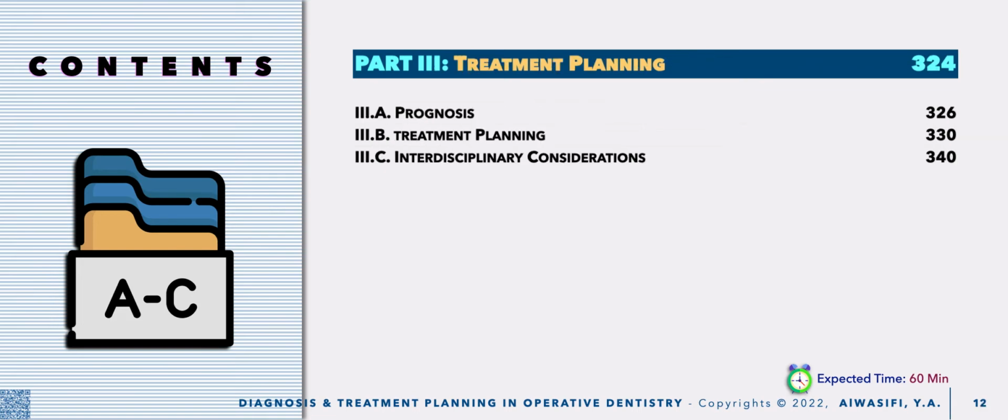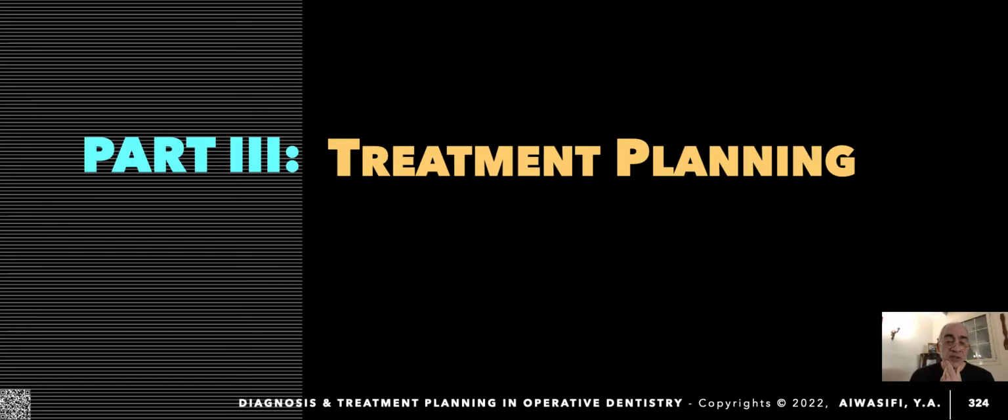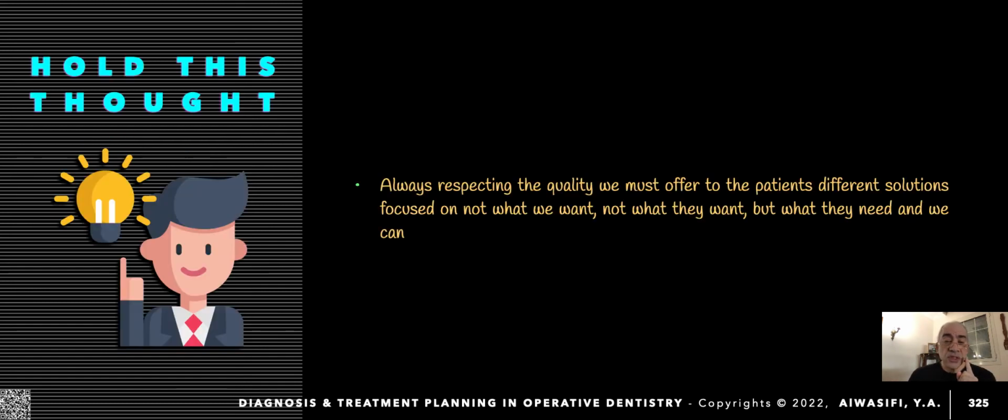Finally, we now have all the data that we could use in designing our treatment plan, and let us go to discuss how to design our treatment plan. In this part, you should hold this thought firstly. Always respecting the quality, we must offer to the patient different solutions focused on not what we want, not what they want, but what they need and we can. This is important, what they need and we can.